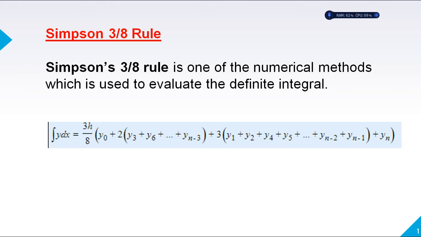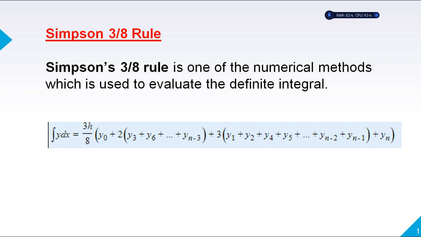that equals 3h by 8 multiplied by y0 plus 2 times every third term of your y terms, that is y3, y6, y9 and so on up to yn minus 3, and it is added to 3 multiplied with the remaining terms which you have not yet used in your formula.